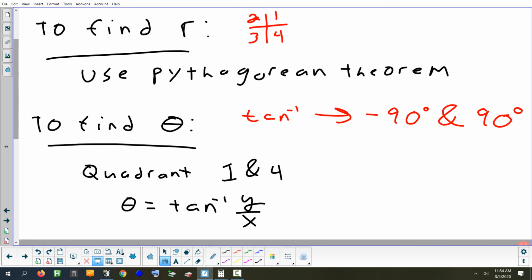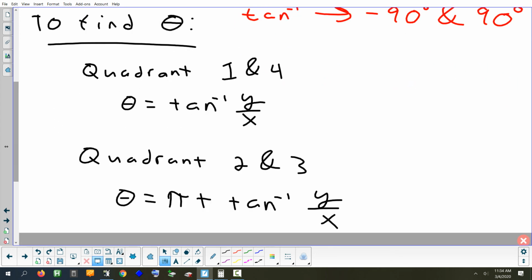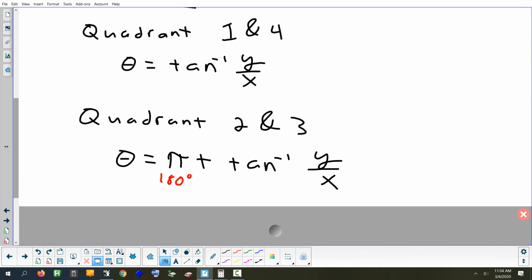But if your point is in quadrants 2 or 3, and how would you know it's in 2 or 3? The x part of your coordinate would be negative. The y could be anything, but the x would have to be negative. This part of the circle is on the other half from that part of the circle. So what could you add to something to move to the other half of a circle? You could add 180 or pi. So if your answer is in quadrants 2 or 3, you're going to take inverse tangent and you're going to add pi or 180.